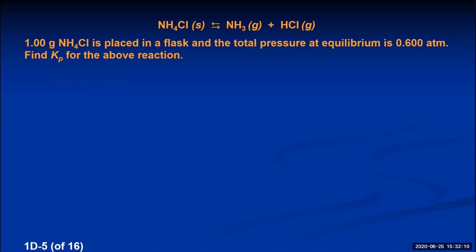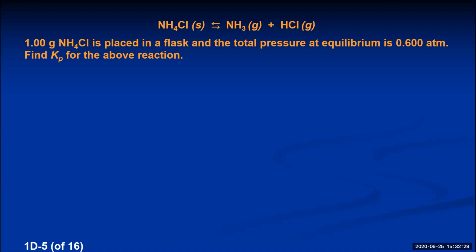Let's try this reaction. NH4Cl solid is in equilibrium with NH3 gas plus HCl gas. 1.00 grams of NH4Cl is placed in a flask, and the total pressure at equilibrium is 0.600 atmospheres. Find Kp for the above reaction.